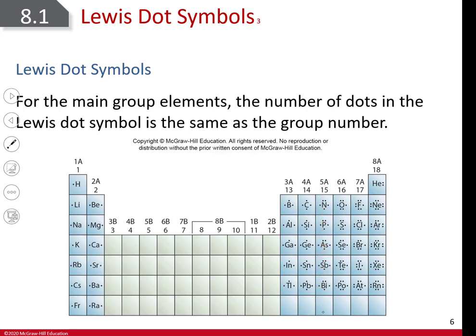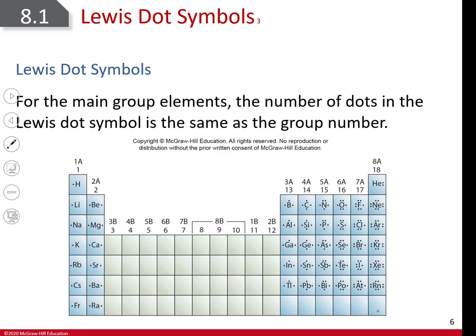Now it does not matter which side you pair up first when you draw these, as long as you have at least 1 dot per side before you pair them up. All the way over here, the noble gases except for helium all have 8 valence electrons, that's 2 per side, and a fully filled valence shell. So those are the Lewis dot structures for the neutral atoms, and this is on page 327.